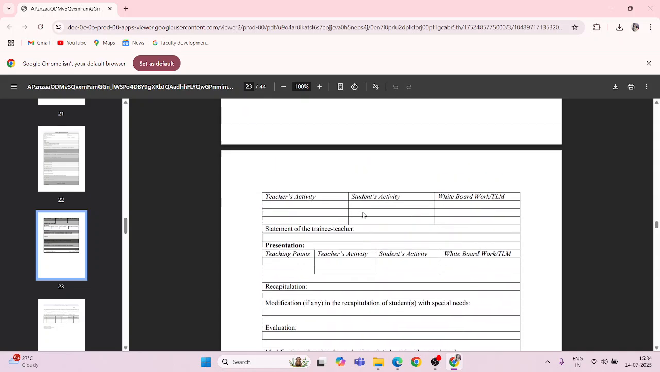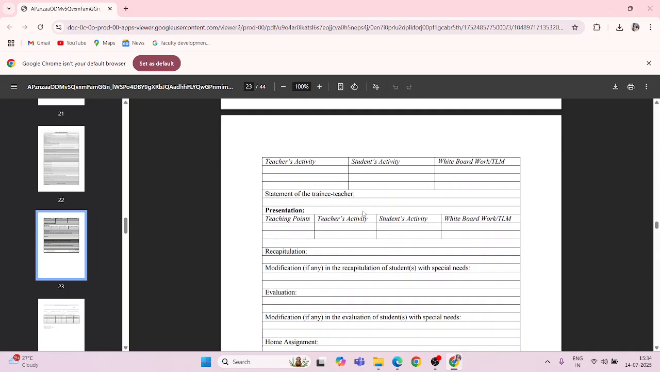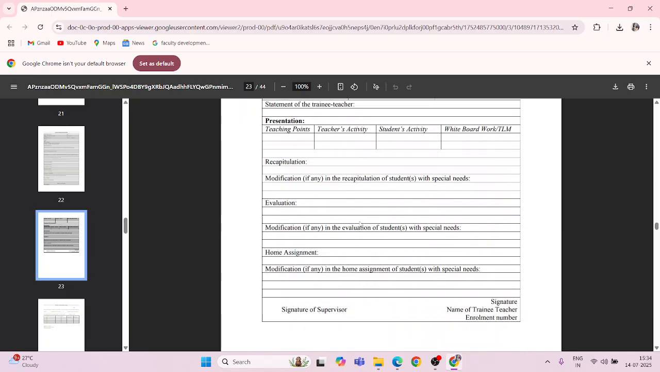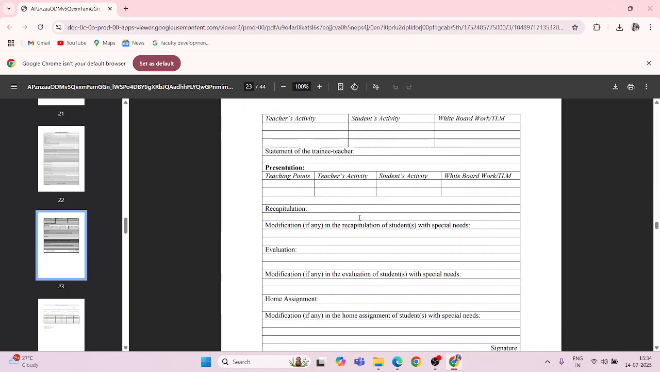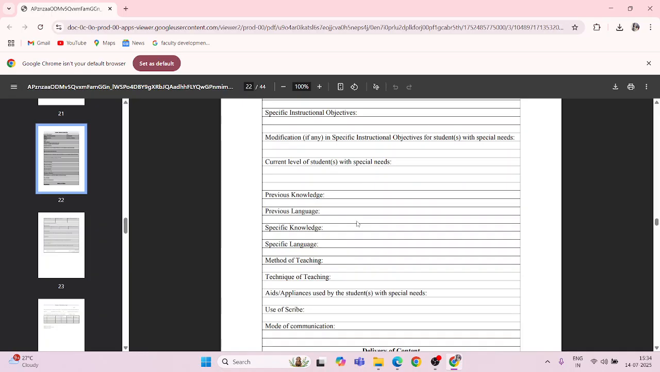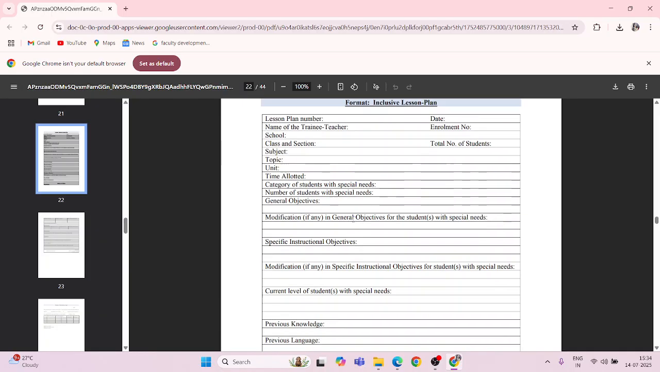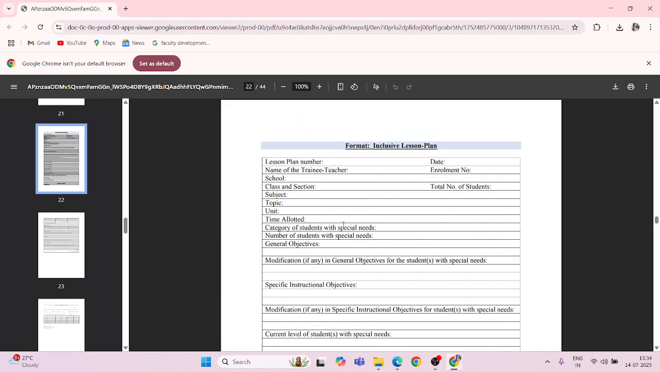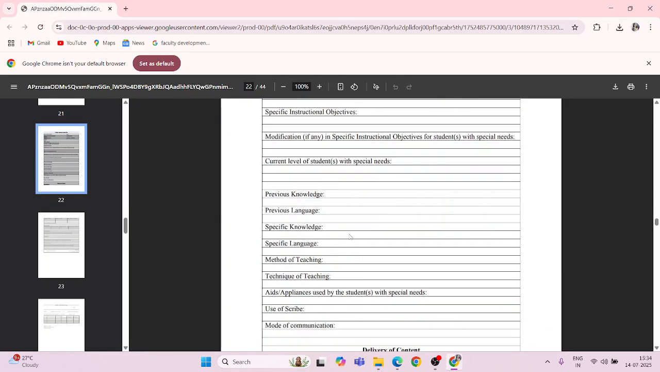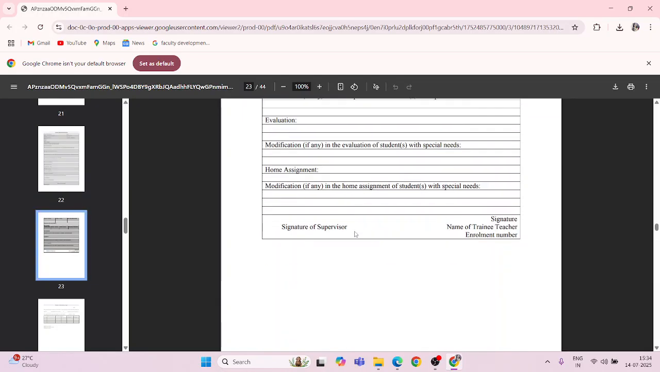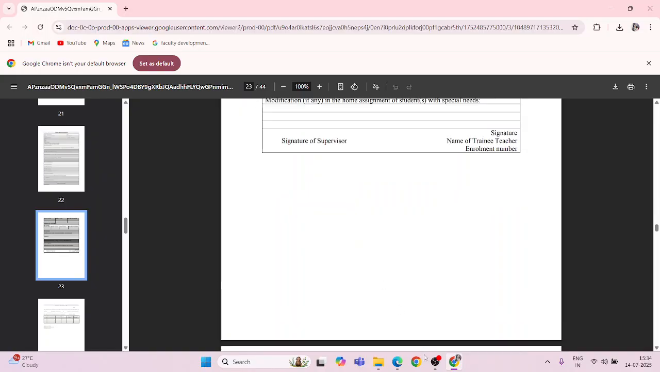So write down the lesson plan based on this format, and improvise it based on the disability that you choose. Choose any one type of disability in the class for your own convenience's sake, and proceed with writing the lesson plan. Okay, I hope you have understood the lesson.